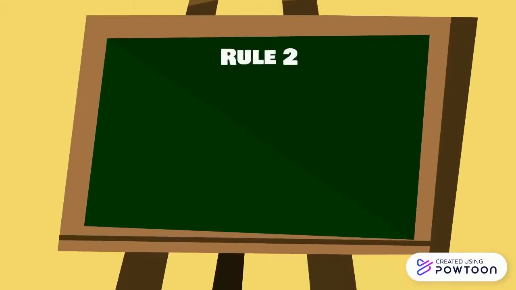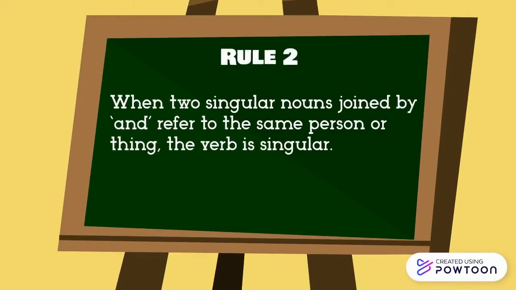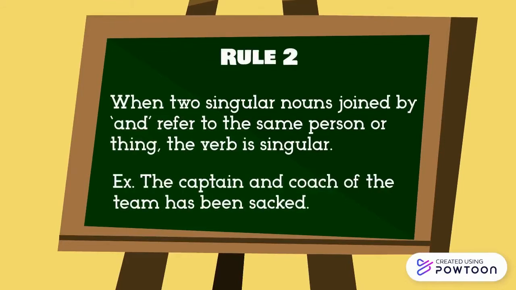Rule number 2. When two singular nouns joined by and refer to the same person or thing, the verb is singular. For example, the captain and the coach of the team has been sacked. In case these were two different individuals, two articles need to be used. The captain and the coach of the team have been sacked.